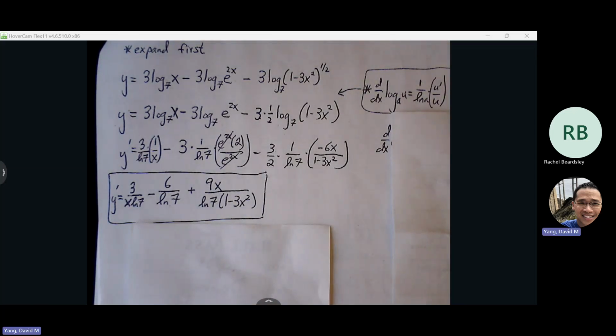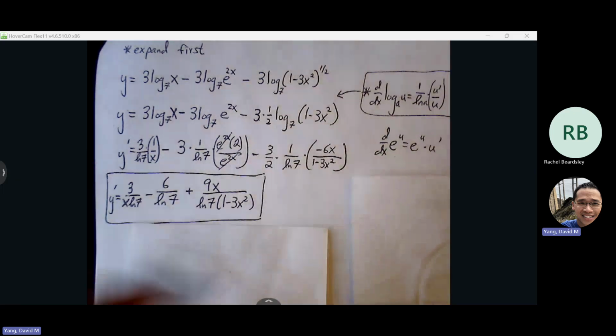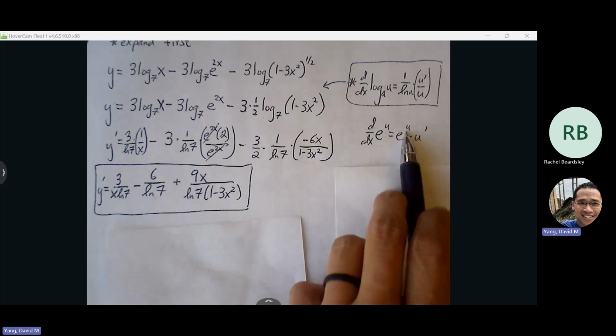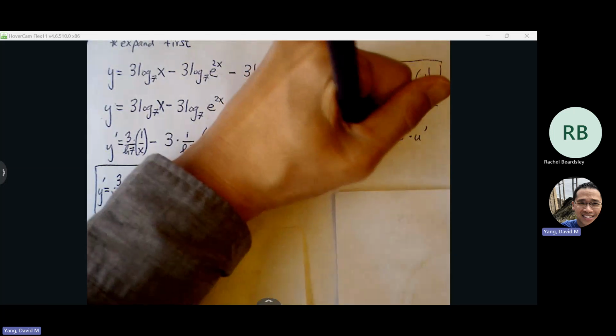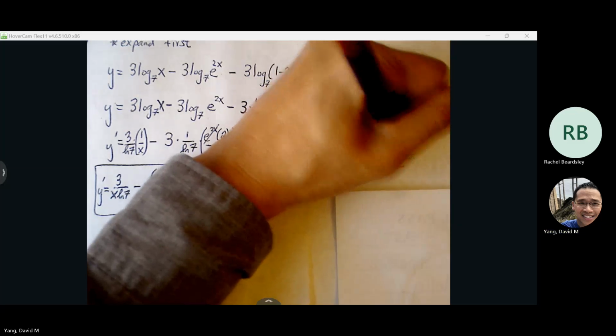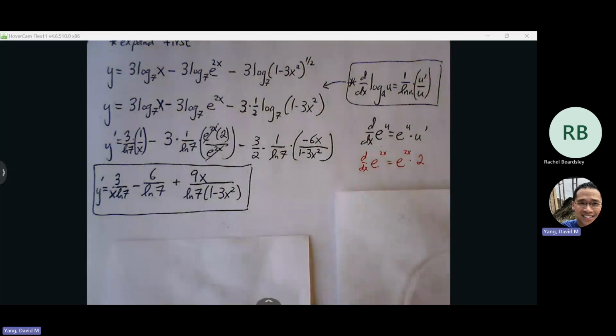You don't have to pass out. Assuming, what is the derivative rule when you're finding e to the 2x? Yeah, so the derivative for e to the 2x is e to the u times u prime. So the derivative for e to the 2x is itself times the exponent's derivative.